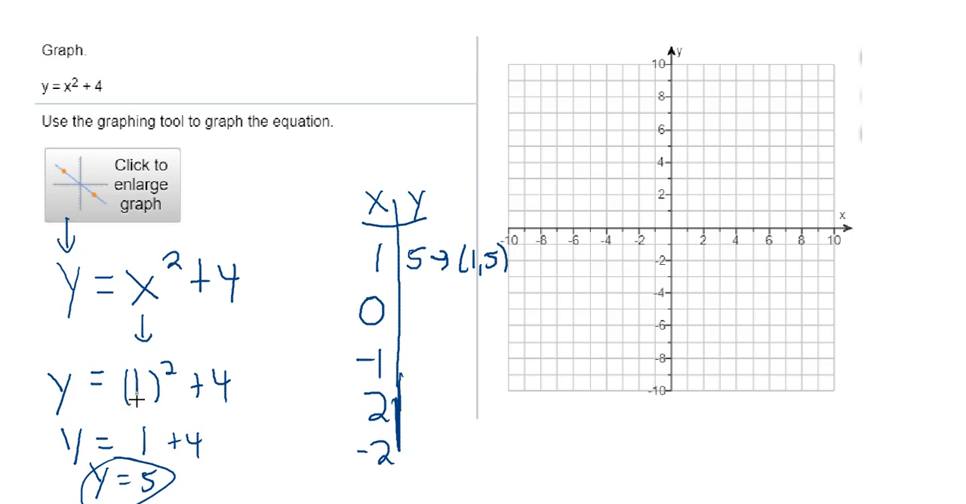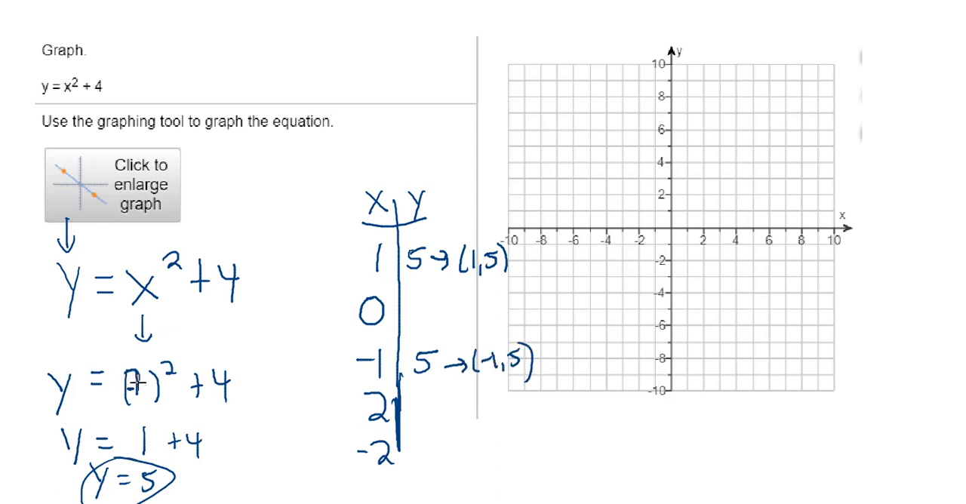So let me do -1 here because I already have 1. If I plug in -1 here, -1 squared actually comes out equal to +1, right? So even if this was a -1 here, when you square it, it comes out positive. 1 plus 4 is still going to give me 5. So for x equals -1, we'll get 5 again for y. So that gives me the point -1, 5.